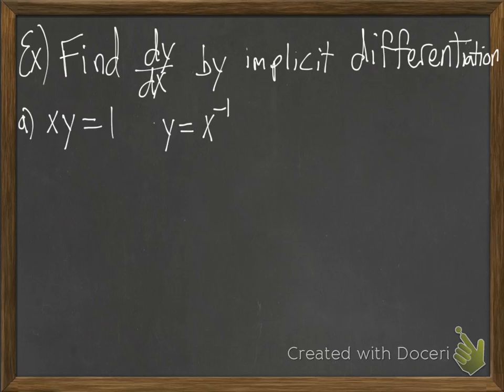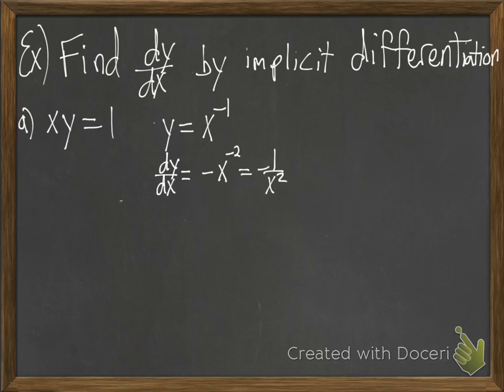And of course, we know by the power rule that that would be minus 1 x to the negative second, which would be negative 1 over x squared. Now I'm going to use implicit differentiation so we can see that it actually does give us the same answer.